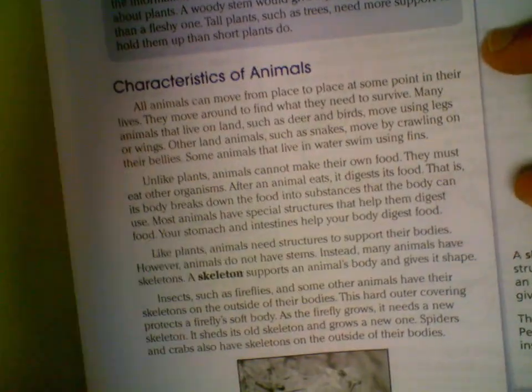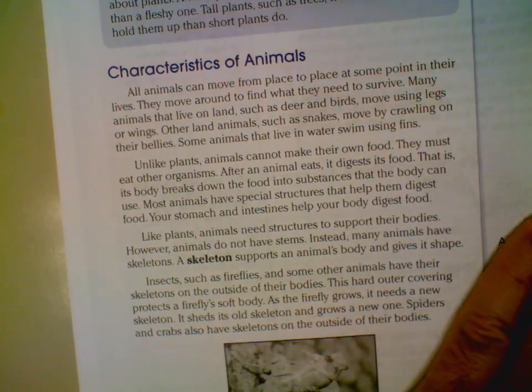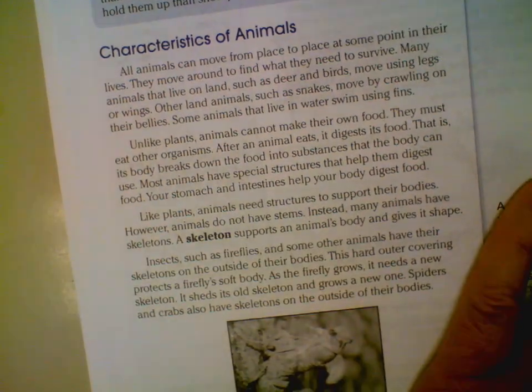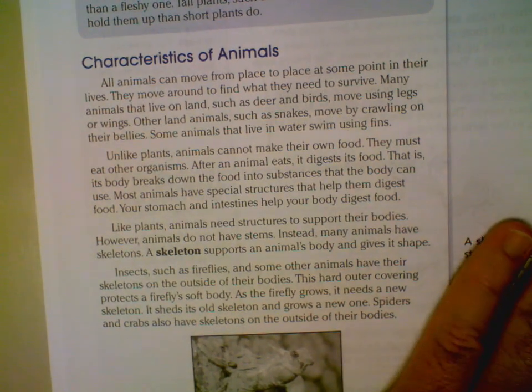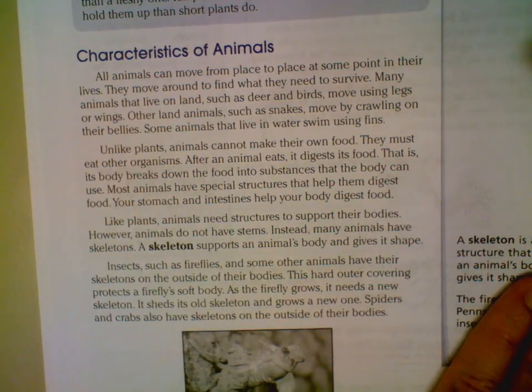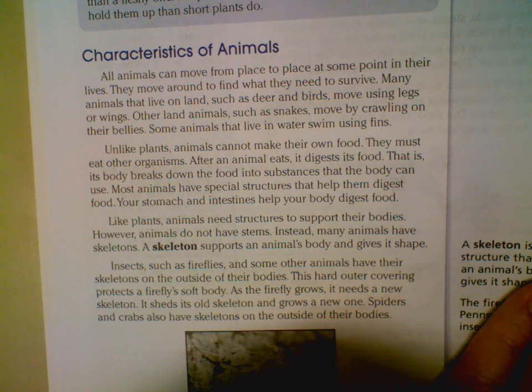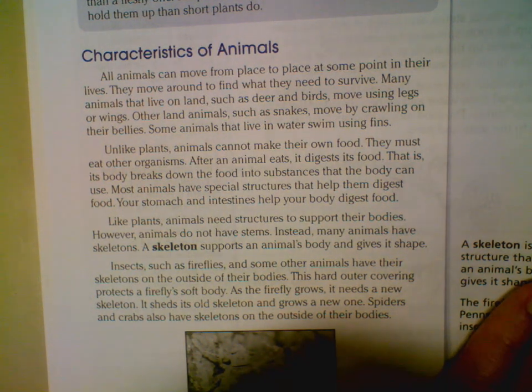Characteristics of animals. All animals can move from place to place at some point in their lives. They move around to find what they need to survive. Many animals that live on land, such as deer and birds, move using legs or wings. Other land animals, such as snakes, move by crawling on their bellies. Some animals that live in water swim using fins.